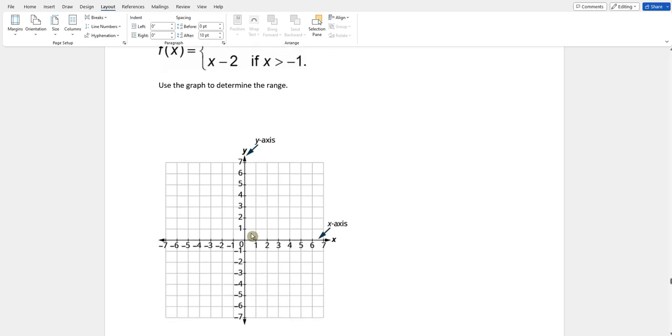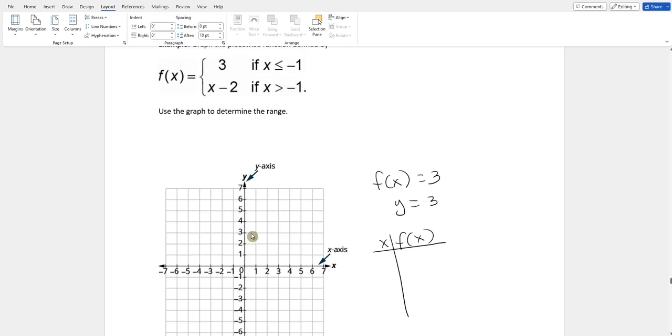Let's go ahead and graph f of x equal to 3. Remember, f of x is the same as y. You can do a table of values if it's easier for you, but you should know that y equal to a number is going to be a horizontal line. No matter what value you put in for x, your f of x is going to be 3. But make note that in this case, x has to be less than or equal to -1. So you can plug in -1, -2, -3, -4, as long as the values are less than or equal to -1. Your f of x will always be 3.